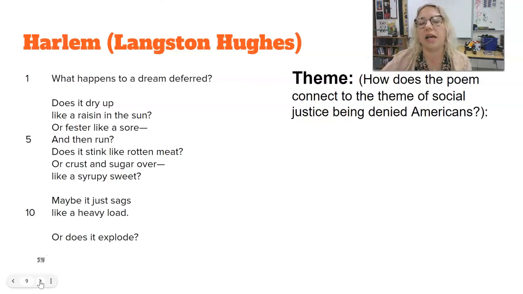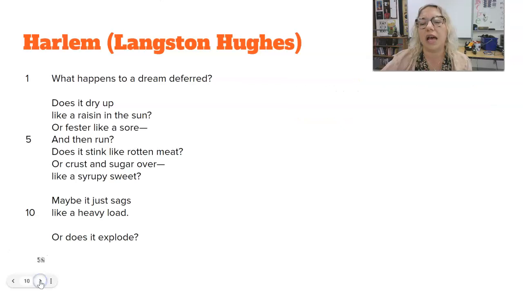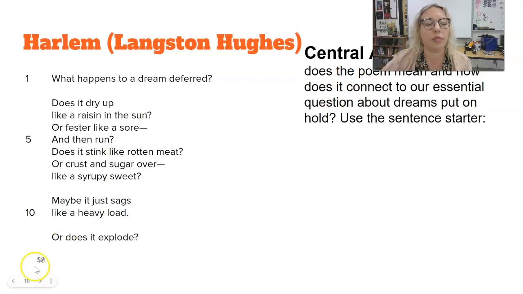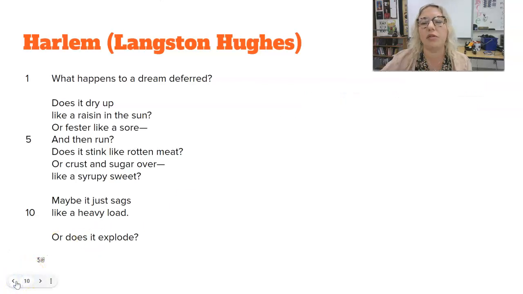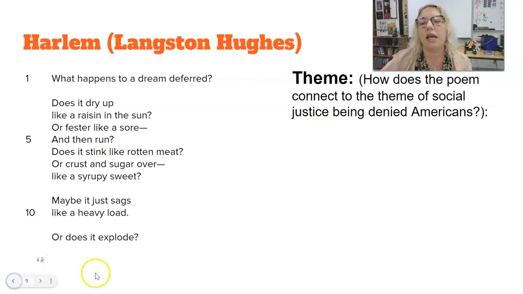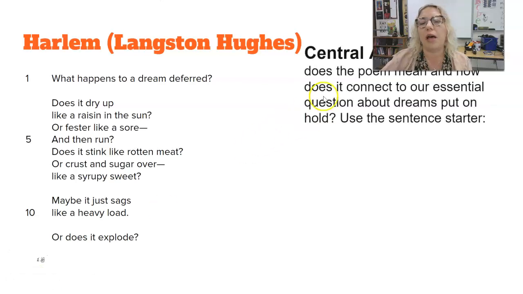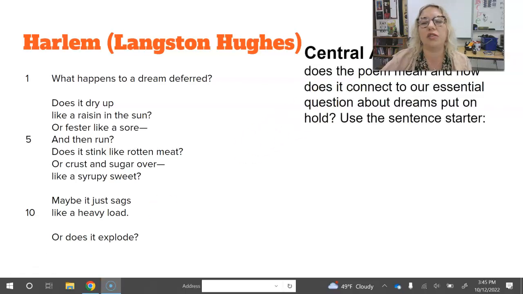Theme is the second to the last. How does the poem connect to the theme of social justice being denied Americans? Theme is getting at the larger idea, and this is the theme that we're really focusing on, social justice being denied or postponed. All right, how about the last one, our central assertion?